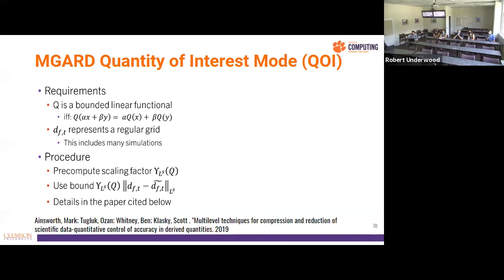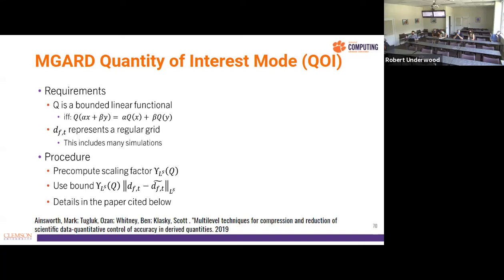So now I want to talk about the problem of MGARD Q of I. MGARD Q of I stands for MGARD quantity of interest mode. MGARD Q of I is probably the most mathematically heavy thing in this entire presentation, so please bear with me.